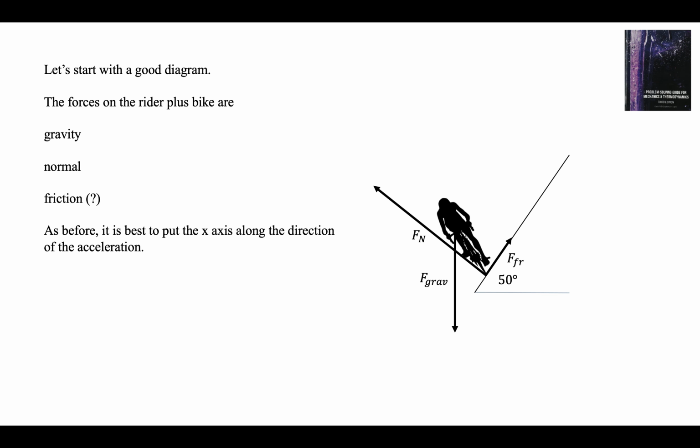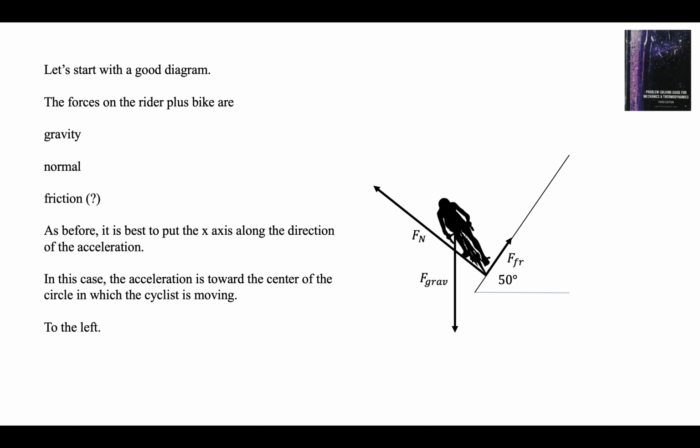So now we have to consider the coordinate system. Those are our three vectors. And as always, we should put the x-axis in the direction of the acceleration to minimize the amount of math we have to do, and that's the goal in physics all the time. Let's minimize the amount of math we have to do. So the acceleration is towards the middle of the circle in which the cyclist is moving, which is to the left. So here's our coordinate system. There's x, there's y.